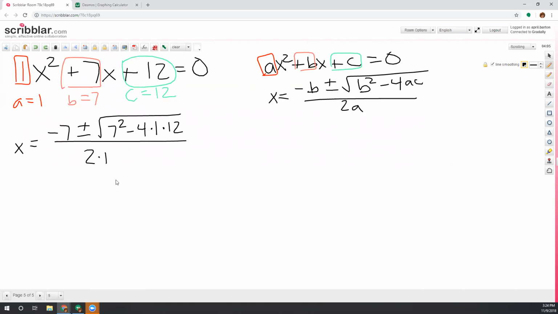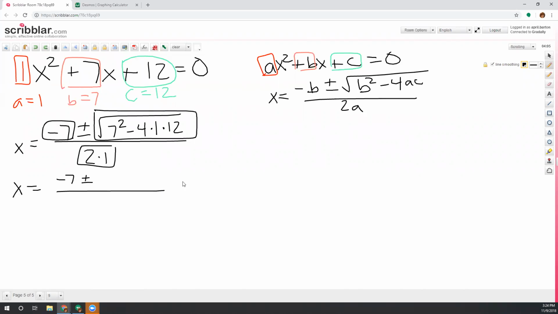So now how do we simplify this? Each separate grouping, we're going to simplify separately at first. The negative 7 right now, there's nothing to simplify, so we're going to leave that negative 7. The square root of 7 squared minus 4 times 1 times 12.